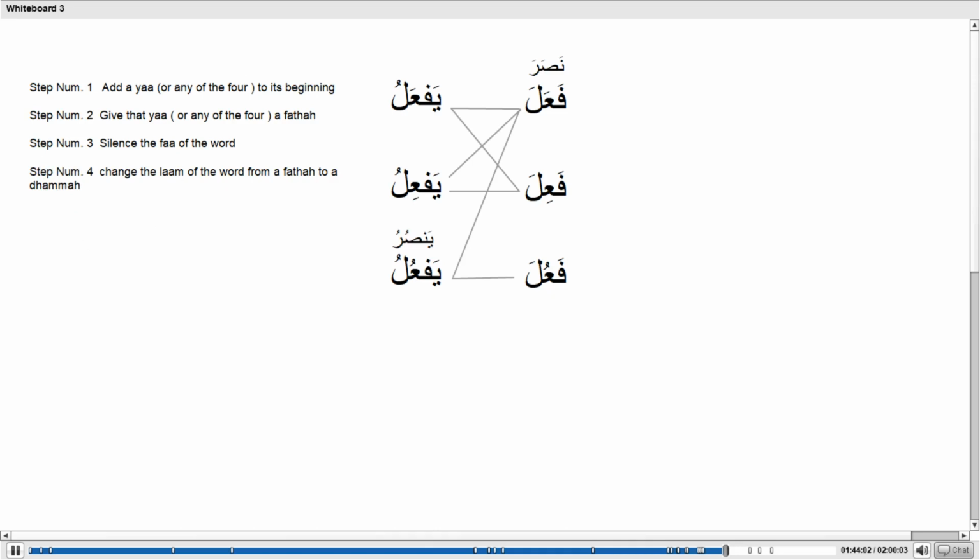Different colors for what? For the different forms, or for the verbs that I'm matching? Hmm?